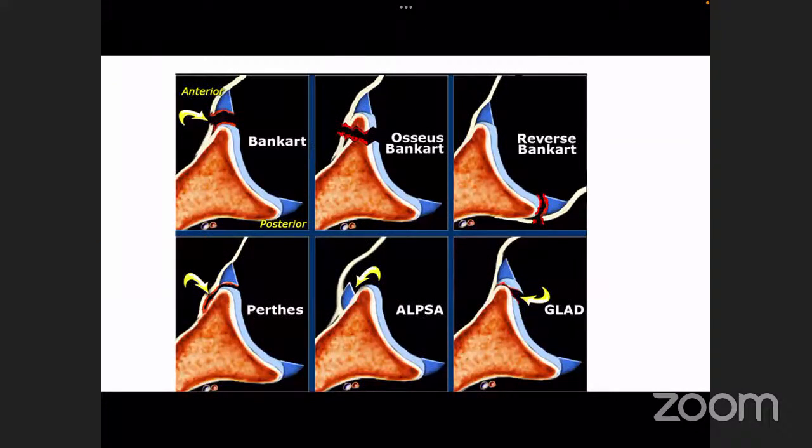Unfortunately, to diagnose these patients, we need an MRI with contrast inside the joint. The radiology department in our institution does not perform this imaging frequently, so the possibility of missing these injuries is high.